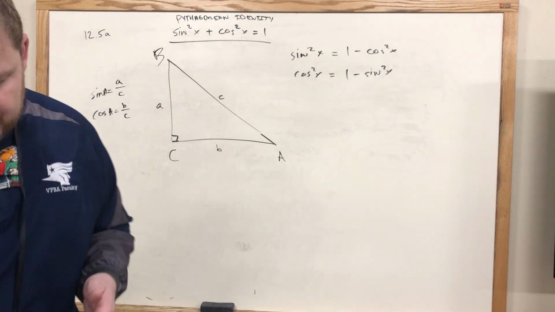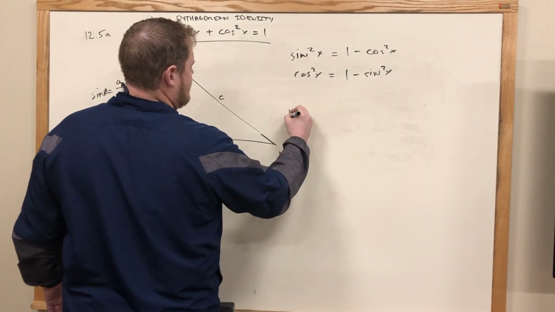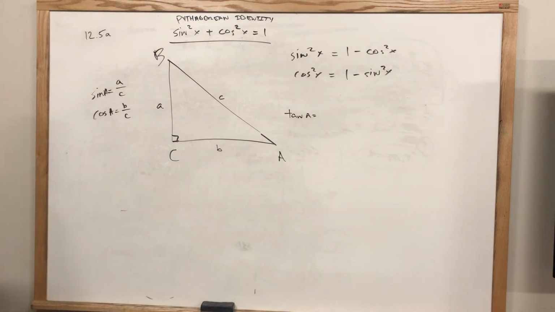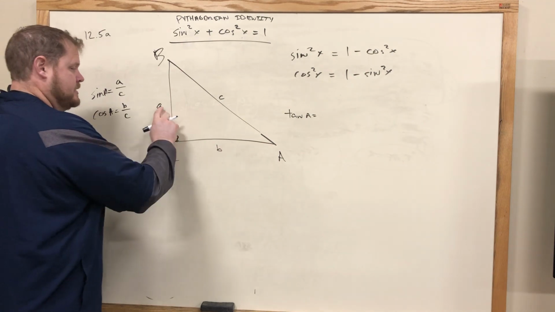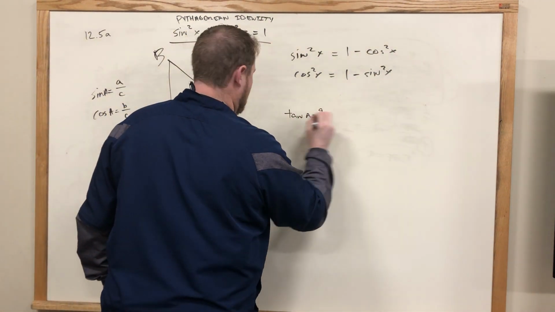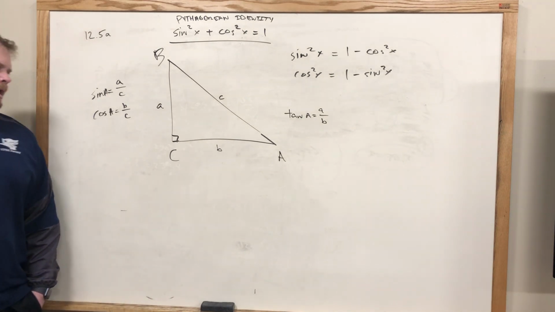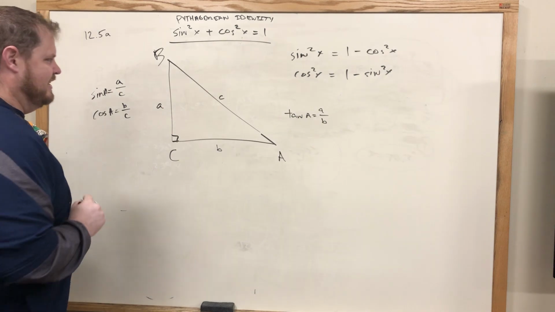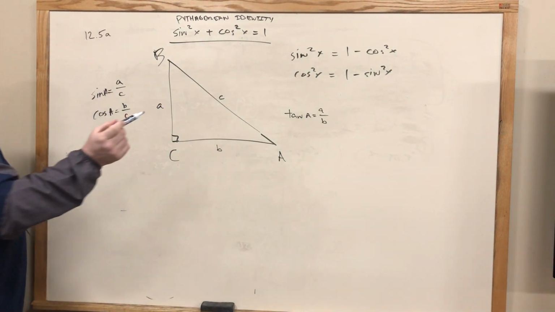Now, let's think about that for a second. If I want tangent A, what would that be equivalent to? Well, what would you say? Opposite over adjacent, A over B. Good. Now, let's think that through for a second. What's another way to write tangent A, or tangent, an identity? Think with me.